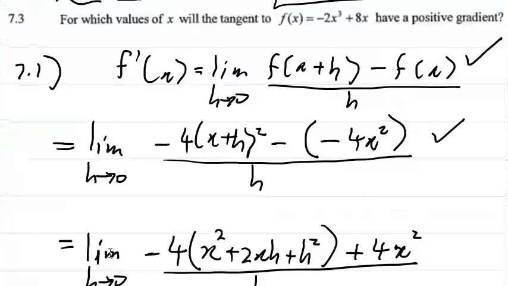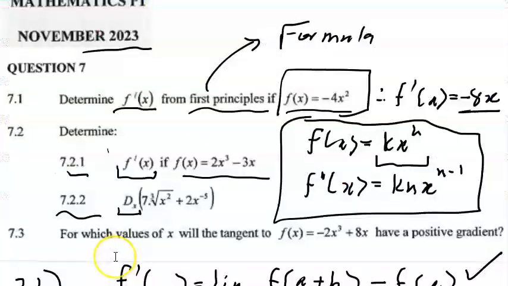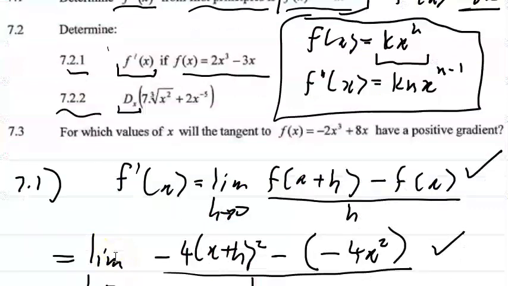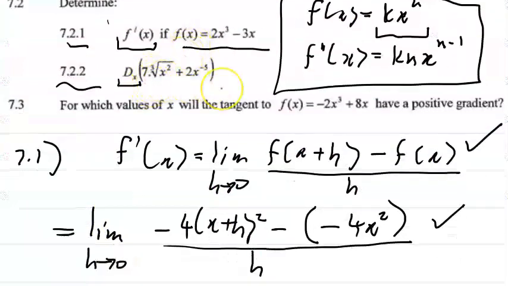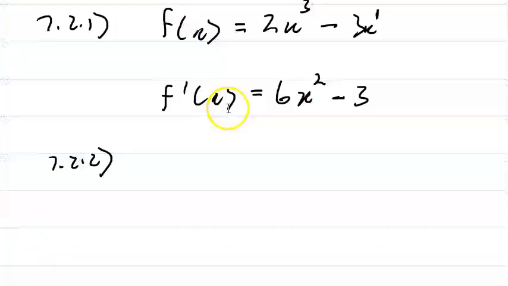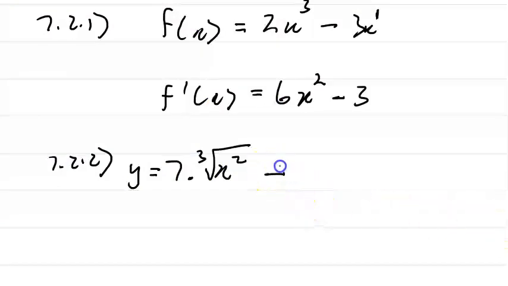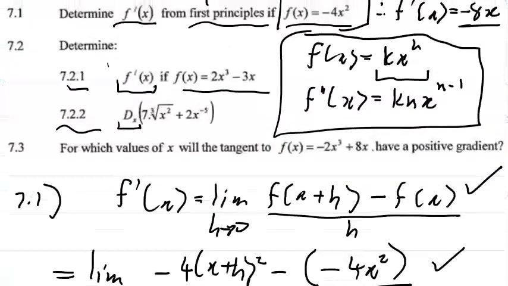So we can write it as follows. Let's write it as y equals 7 times the cube root of x squared plus 2x to the minus 5.